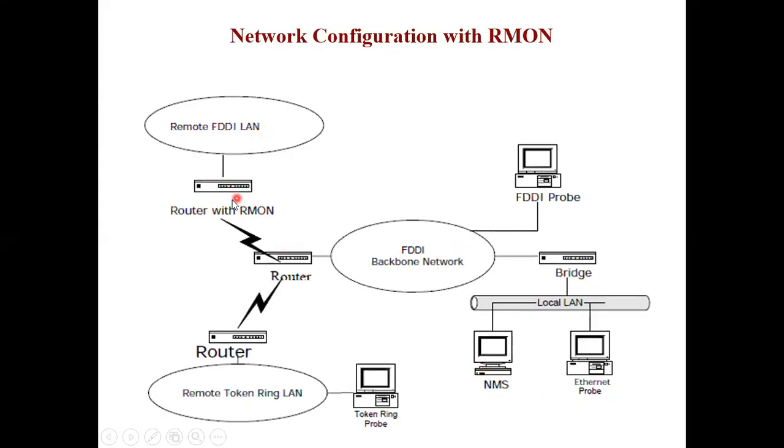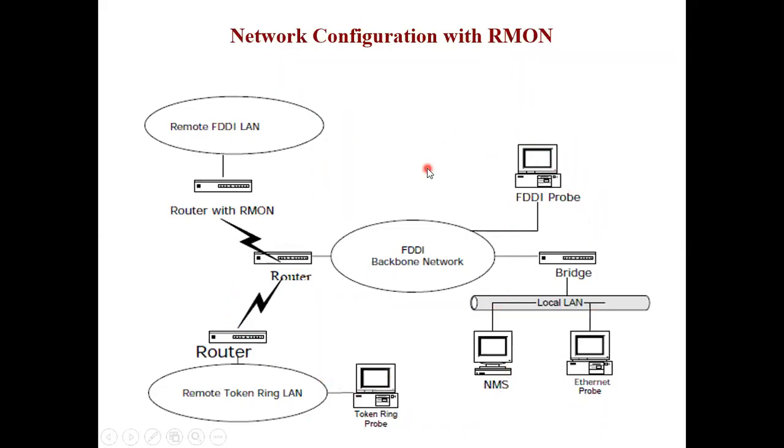So here the router, which is connected with RMON, this router itself will act as a probe. Okay, so I don't have a separate probe over here like I had for this network and for this network, but here the router will act in between as a probe, and then it will send the data to the NMS, which is present in some different network. So this is how your RMON is working.